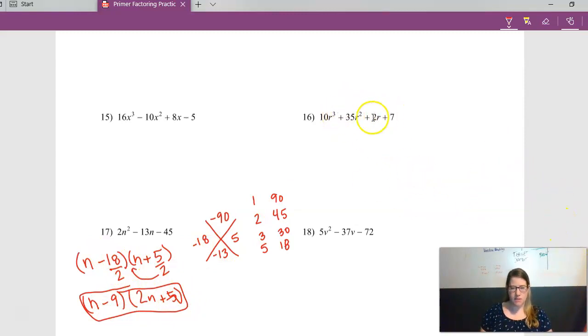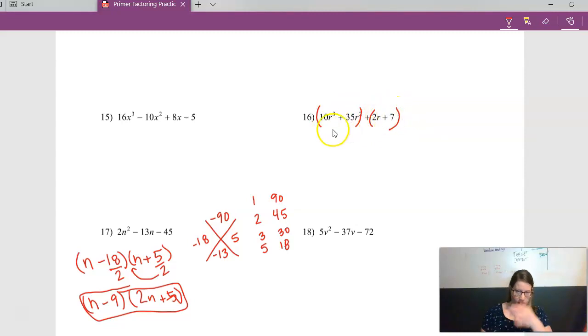Let's just do number 16. Notice I have 4 terms here. There's not a common factor between all 4 terms. This is where we want to use a different method of factoring called factoring by grouping. So I'm going to group the first 2 together and the last 2 together.